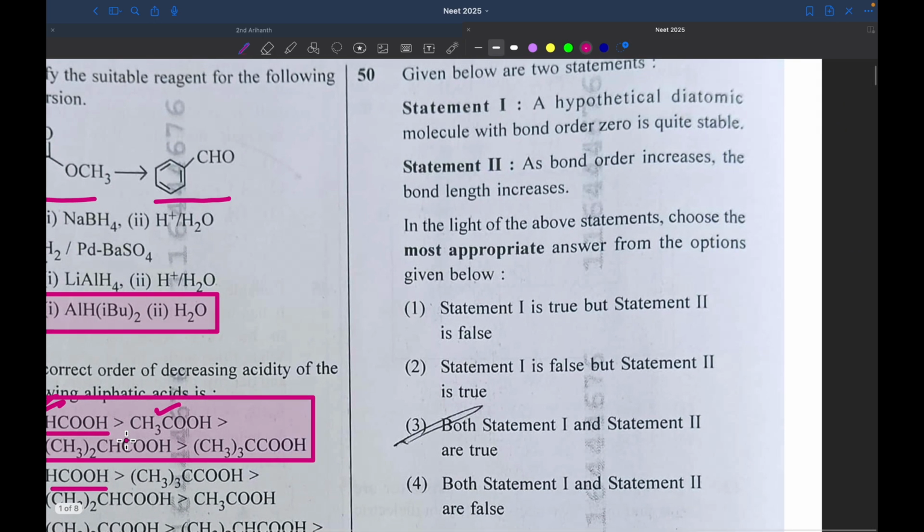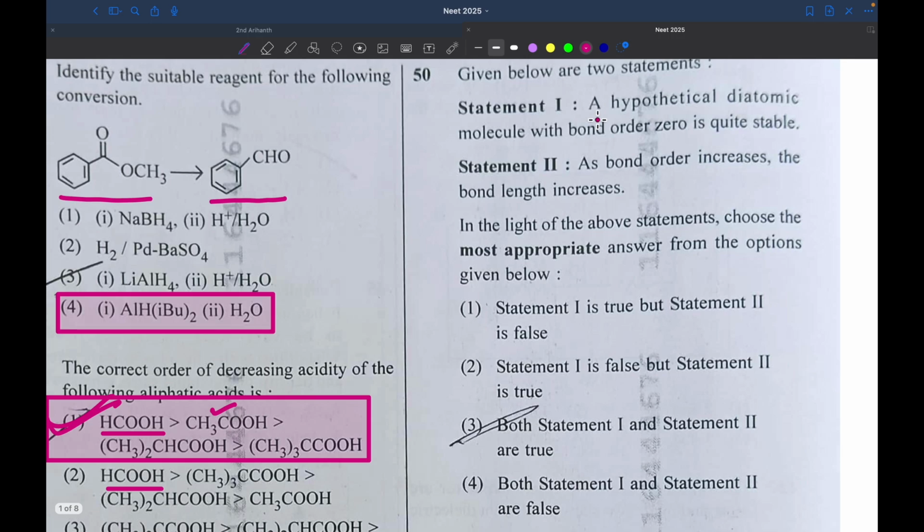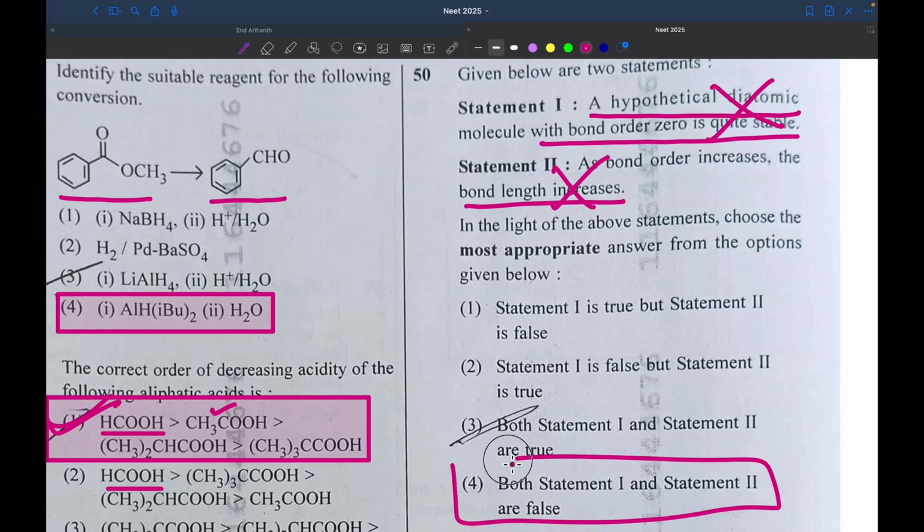50th question, two statements are given. A hypothetical diatomic molecule with bond order 0 is quite stable. This statement is wrong. As bond order increases, the bond length decreases. This is also wrong. So both are wrong. Both statements 1 and 2 are false.